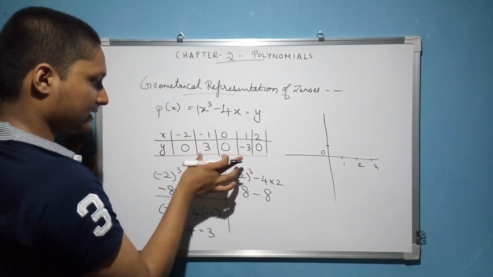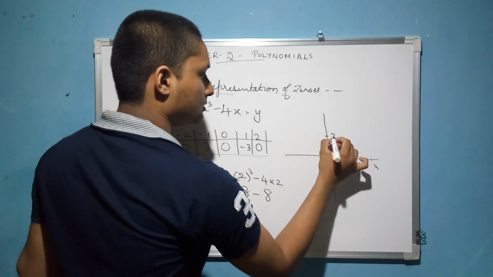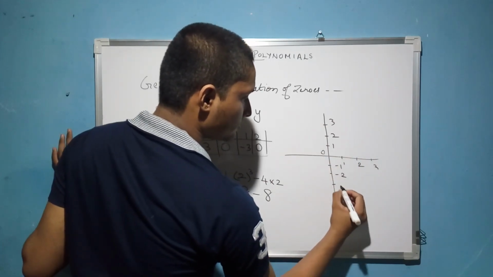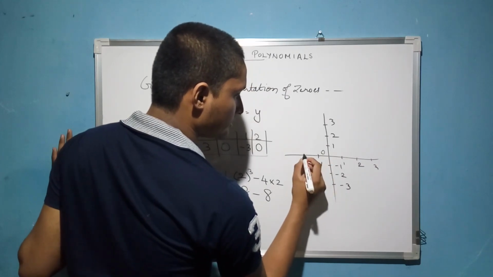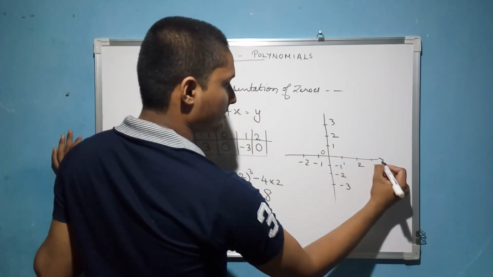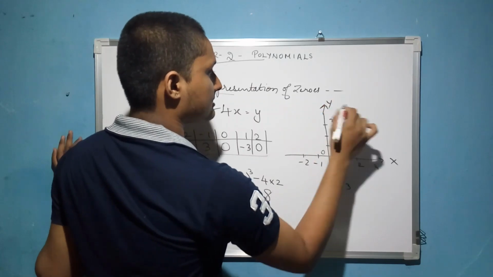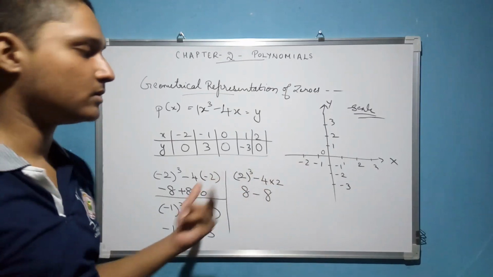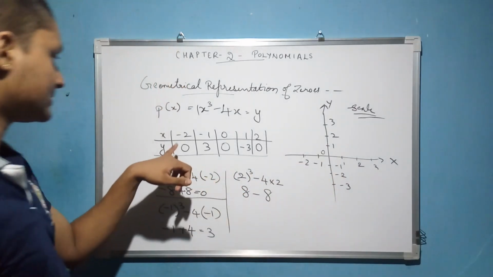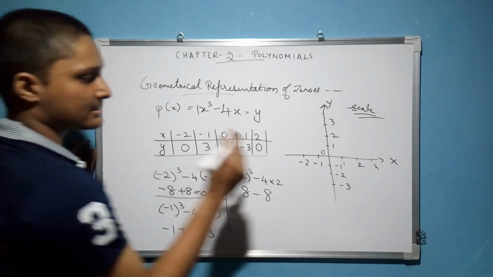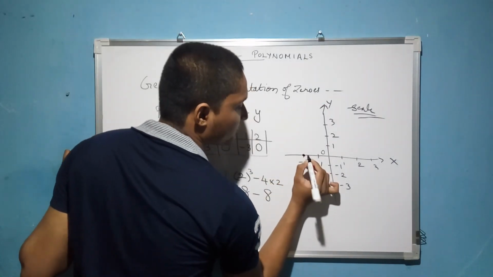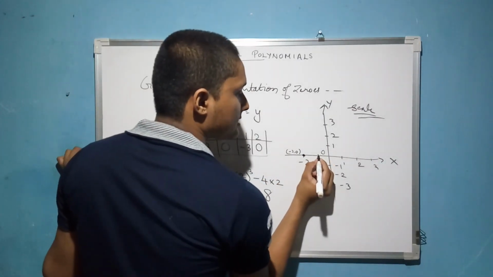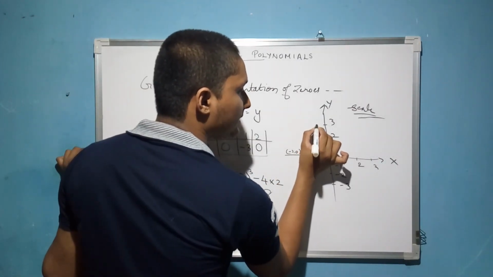In the y-axis, I need only 3, right? So let it be 1, 2, 3, -1, -2, -3, here -1, and -2. This much is enough. This is the x-axis. This is the y-axis. You need to just write the scale also here. That is, 1 unit is 1 centimeter. So you have the points -2, 0. That is on the x-axis. So this comes to be -2, 0. Next you have -1, 3, that is -1 and 3 steps upwards. That comes to be here.